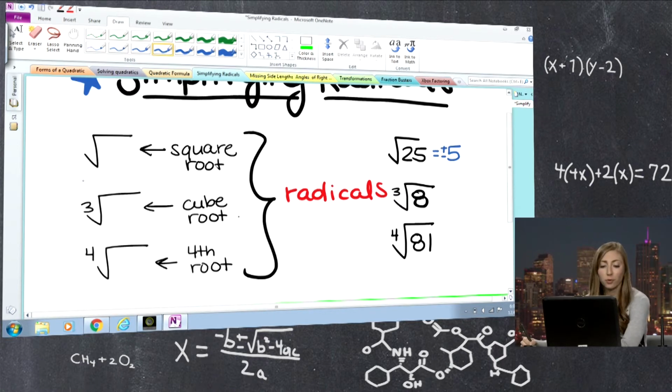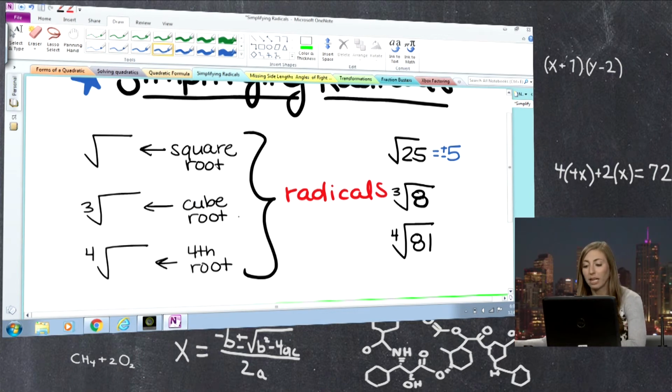A cube root, you can see over on the left here, is a radical sign with a little baby 3. A cube root is the opposite of a cube. So what we're asking ourselves when we're simplifying these is what times itself 3 times equals that number? Or in other words, what cubed equals that number?